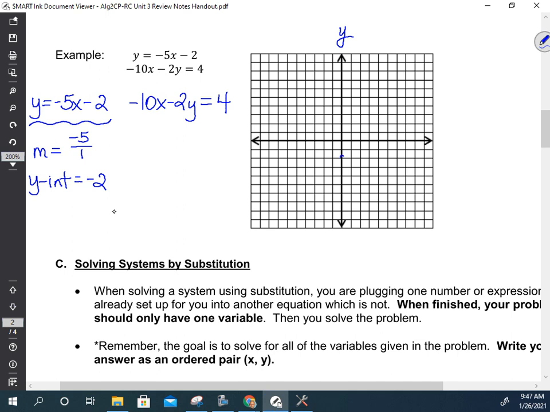So go down to, on the y-axis is -2. Go down 1, 2, 3, 4, 5 to the right 1. I can't go down any further. Go up 1, 2, 3, 4, 5 to the left. Any questions before we keep going?